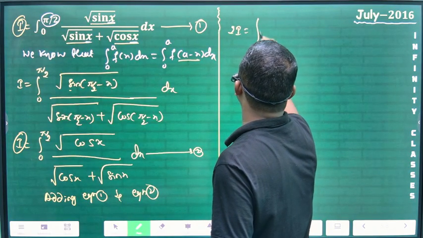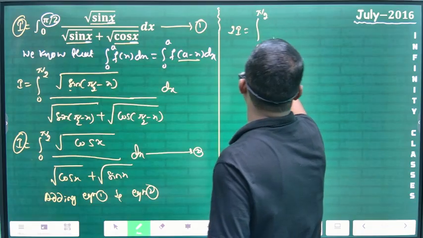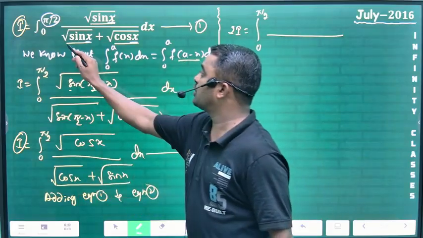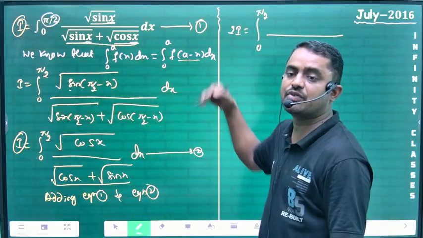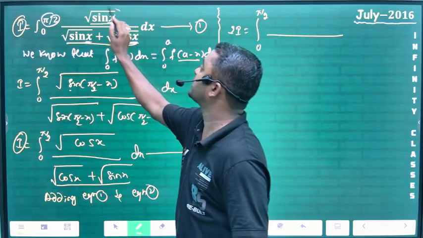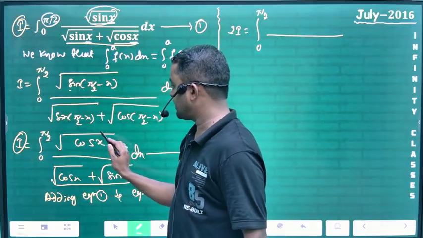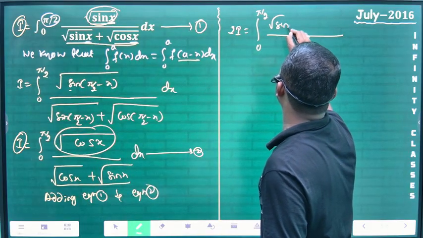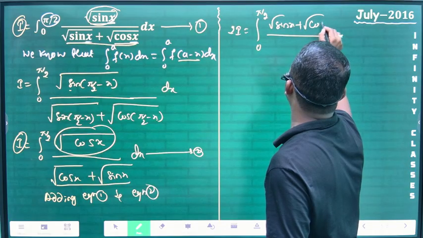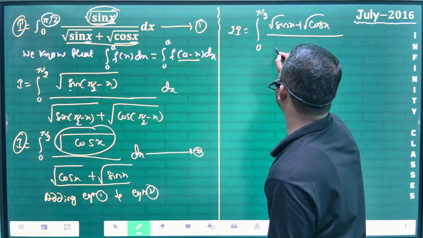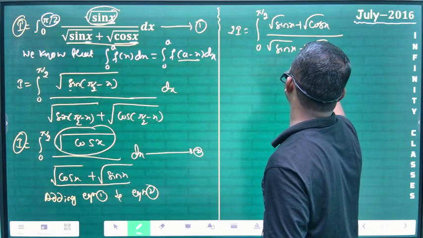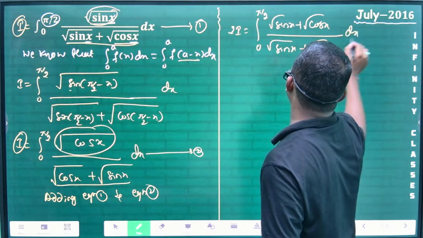The integration is common, 0 to 5π/2, and the denominator is root cos x plus root sin x, and the same in the other. The denominator is the same, so we have to add the numerators. What is the numerator of equation 1? Root sin x, and of equation 2, root cos x. We add the numerators: root sin x plus root cos x divided by root sin x plus root cos x dx. Now cancel this.